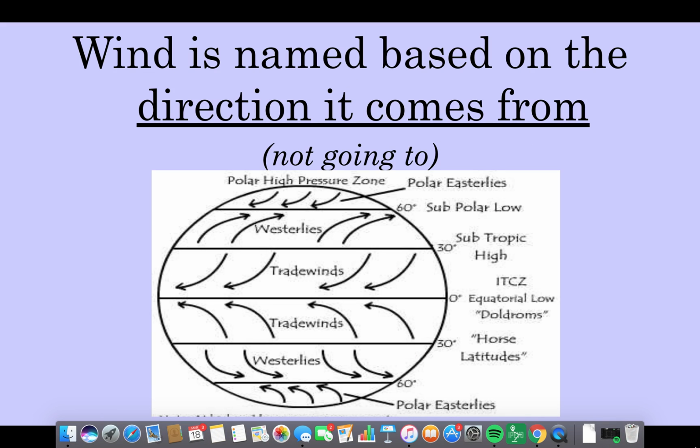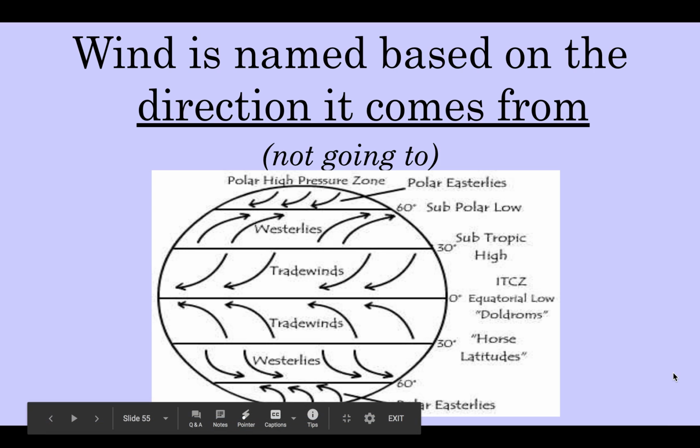We name wind based on the direction it comes from, not where it's going to. So, in this diagram, where would New York be? If you look in this diagram, when the air comes from the west, we call it westerlies. When the air comes from the east, we call it easterlies. Where would New York be?